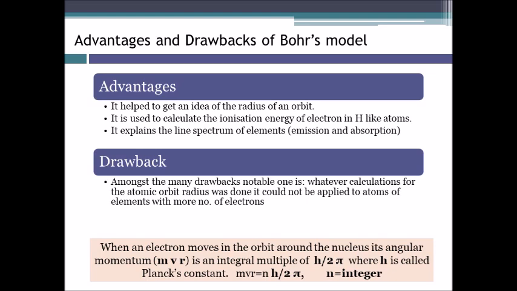So, when an electron moves in the orbit around the nucleus, according to Bohr, the angular momentum m into v into r is an integral multiple of h upon 2 pi, where h is called Planck's constant. mvr is equal to nh upon 2 pi. n is an integer. Now, what is m? m is the mass of the electron, v is the velocity of the electron, r is the radius of the orbit. h is Planck's constant and pi is a constant, as we all know.